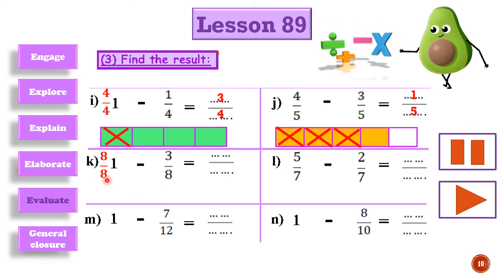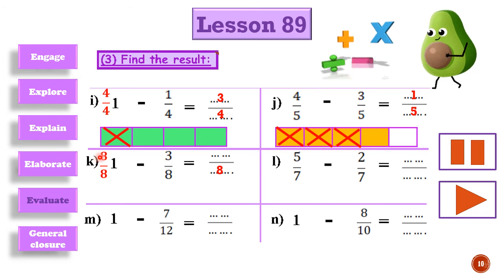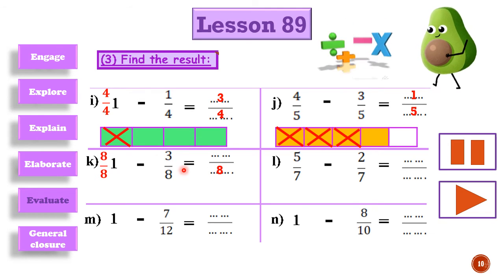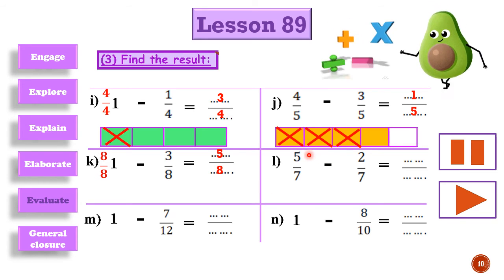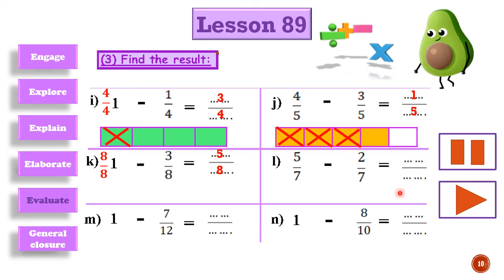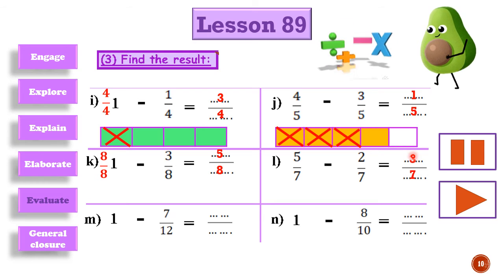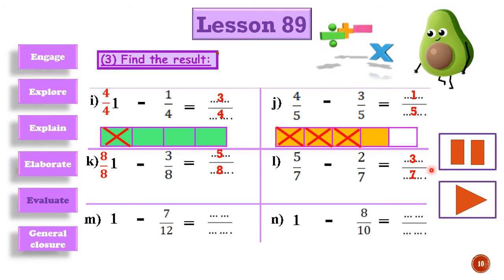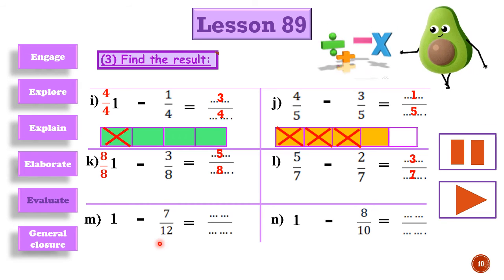Then, in the denominator, 8 eighths, the same 8. Just subtract the numerators, 8 minus 3 equals 5. 5 eighths. Good job. Here we have 5 sevenths minus 2 sevenths. The same denominator, it will be the same. 5 minus 2 equals 3. 3 sevenths. Good job. Here we have 1 minus 7 twelfths.